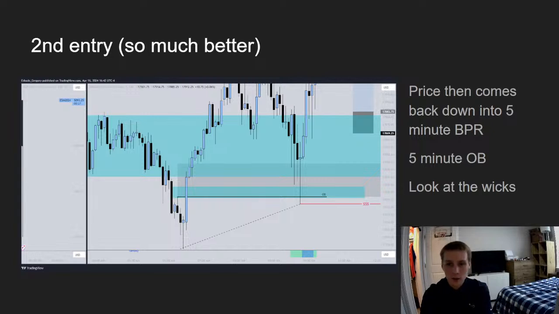So now traders are getting stopped. Now is a more appropriate time. We come down into this 5-minute BPR. We come down into this 5-minute order block here. And we also are holding that 15-minute fair value gap as well. We have sell-side taken at the lows. And look at the wicks. The wicks are doing all the damage. The bodies are telling the story, which is why this was such a good trade. The second entry was so much better.